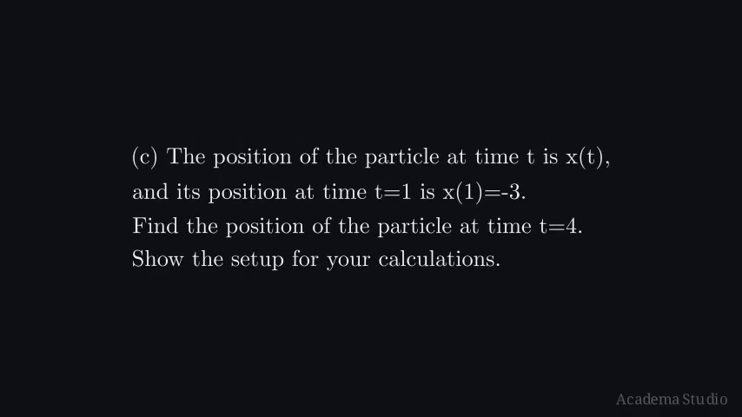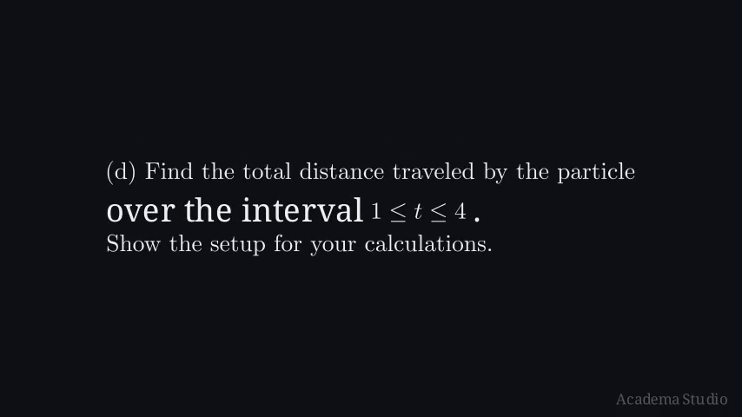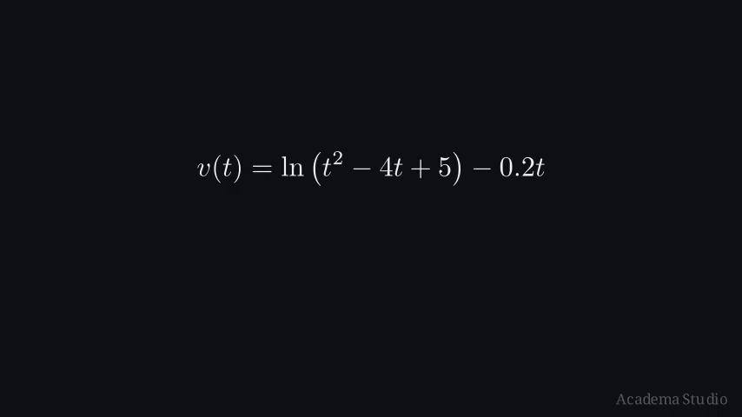Part C tells us that the particle's position at time 1 is -3. We must use the velocity to find its position at time 4. Part D asks us to find the total distance traveled between time 1 and time 4. v(t) equals natural log of t squared minus 4t plus 5 minus 0.2t. x(1) equals -3. We are given the velocity function and the particle's position at time 1.